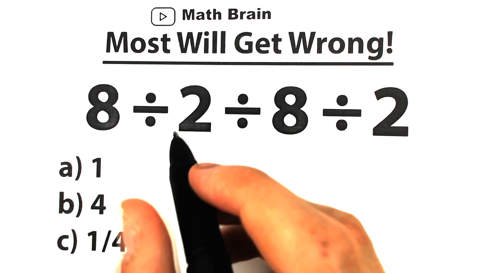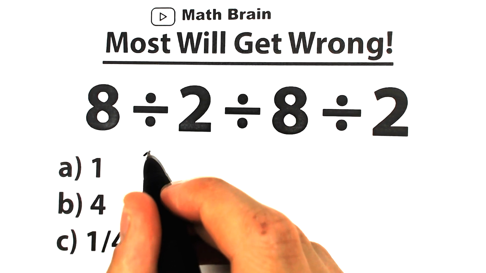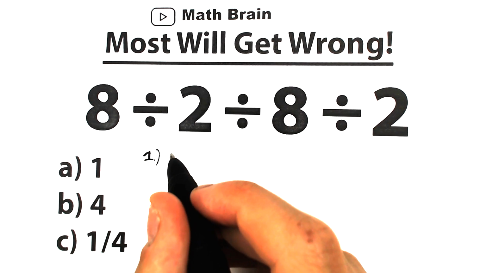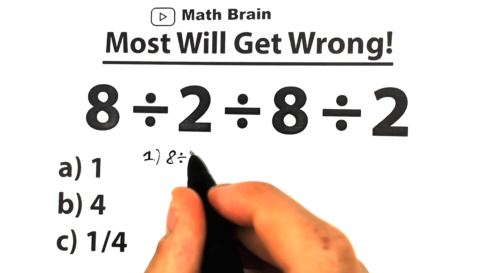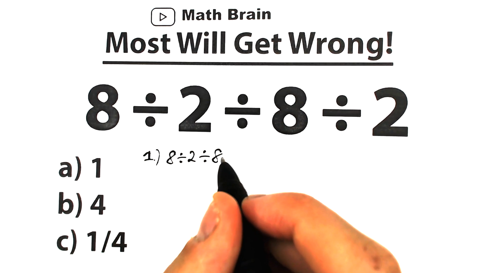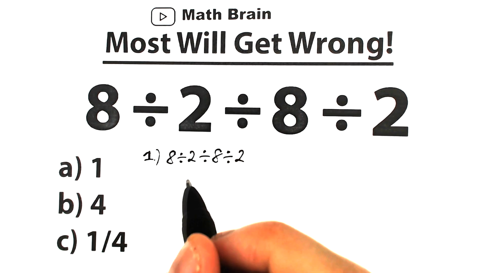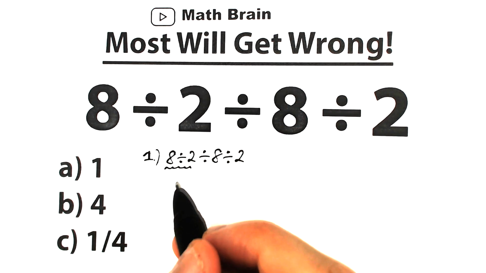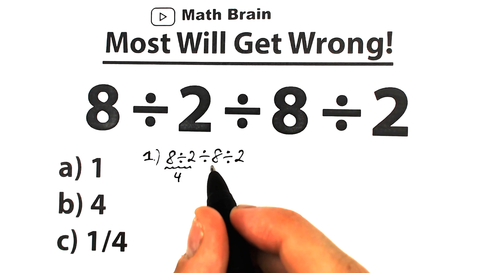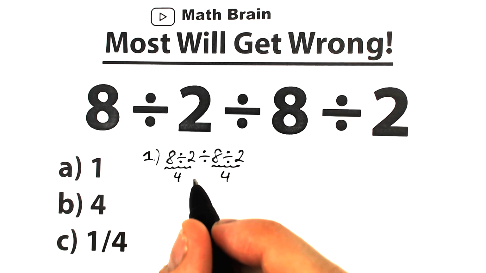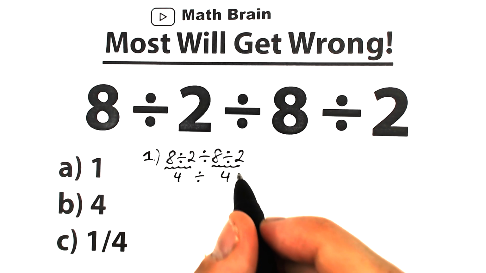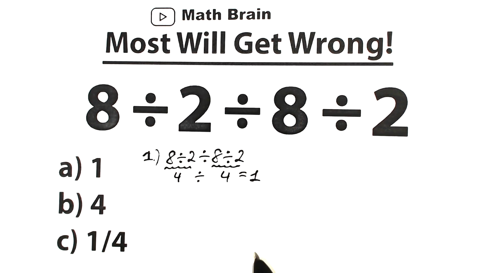So right now, let's try to solve it. First of all, I want to say the most common solution. A lot of students solve this question like that. So we have 8 divided by 2 divided by 8 divided by 2. A lot of students say, okay, right here 8 divided by 2 equal to 4, and right here we have the same division, 8 divided by 2 equal to 4, and then 4 divided by 4 equal to 1, and we have our answer.